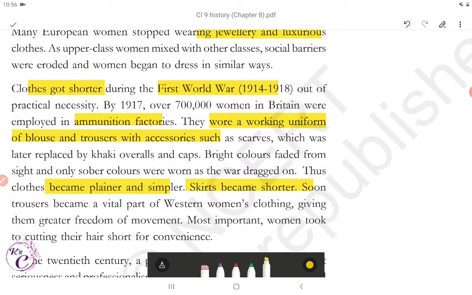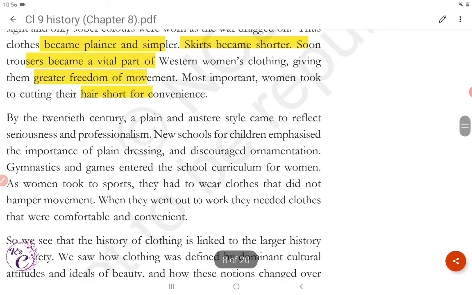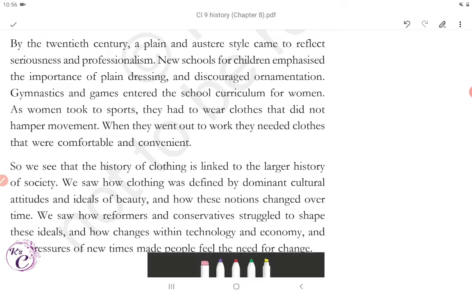Soon, trousers became a vital part of Western women's clothing, giving them greater freedom of movement. Most important, women took to cutting their hair short for convenience. So the dress became shorter, and women even cut their hair shorter for convenience. By the 20th century, a plain and austere style came to reflect seriousness and professionalism.